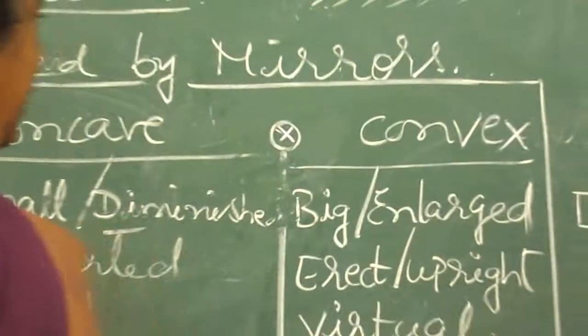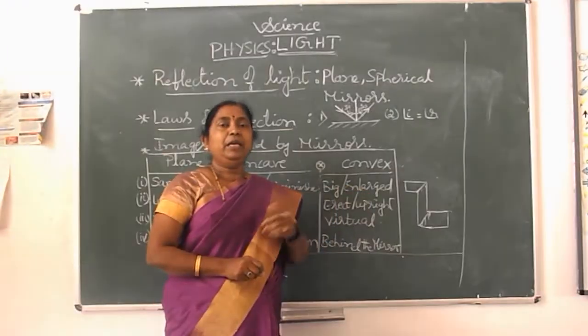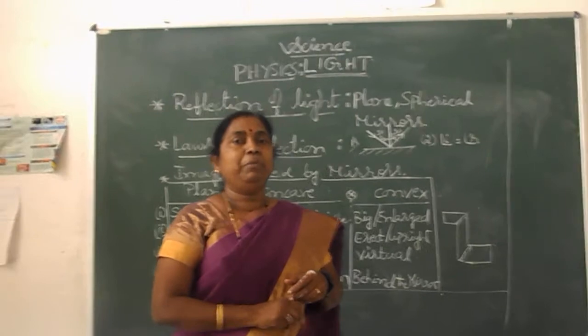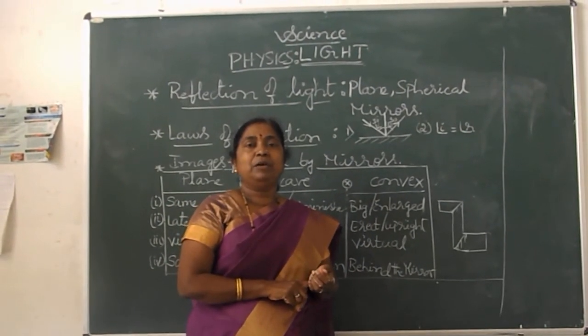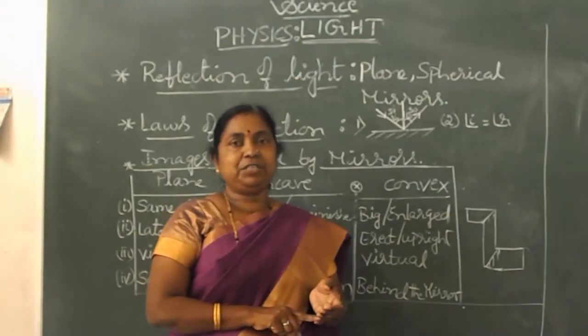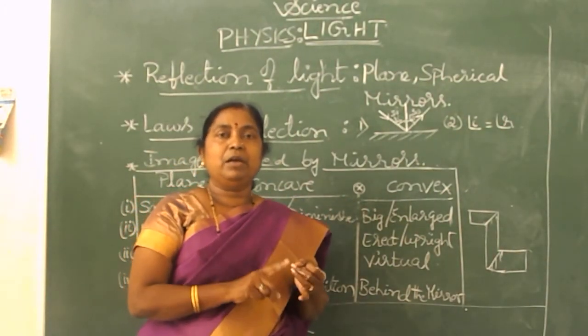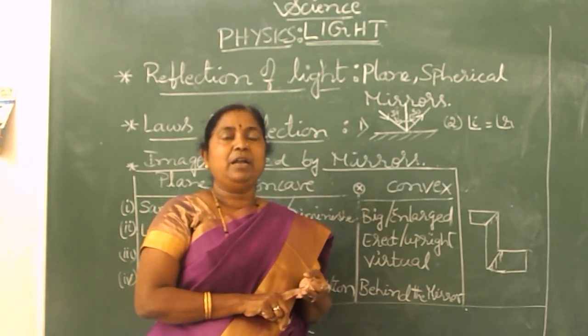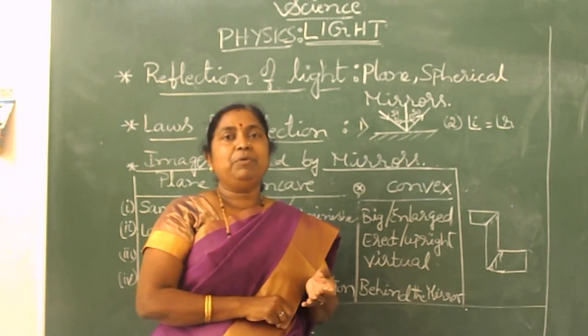So these are all about the images formed by the plane mirror, concave mirror and convex mirror. Today your three questions are: what is meant by reflection of light, what are the laws of reflection, and the images formed by the plane mirror, concave mirror and convex mirror, and in that you can include the applications of mirrors.